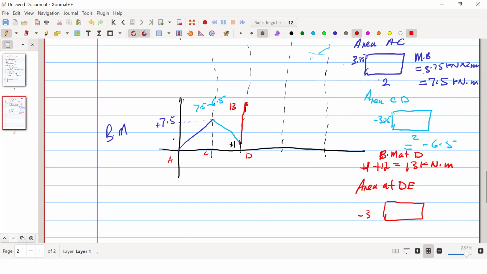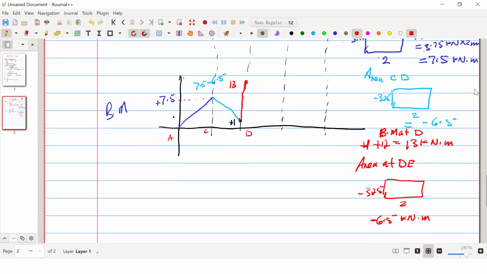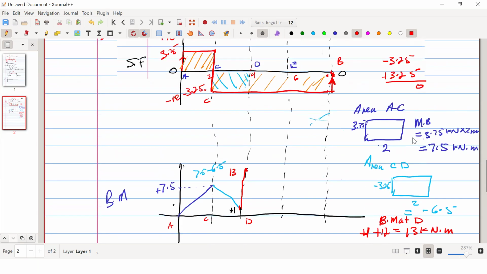This is still minus 3.25 times 2. So it gives you another positive what? Negative 6.5 kilonewton meters. So you're going to add that, right? You see the 13? So you're going to add the 13 to that, and then you add the minus 6.5. So it's going to drop down to 6.5.